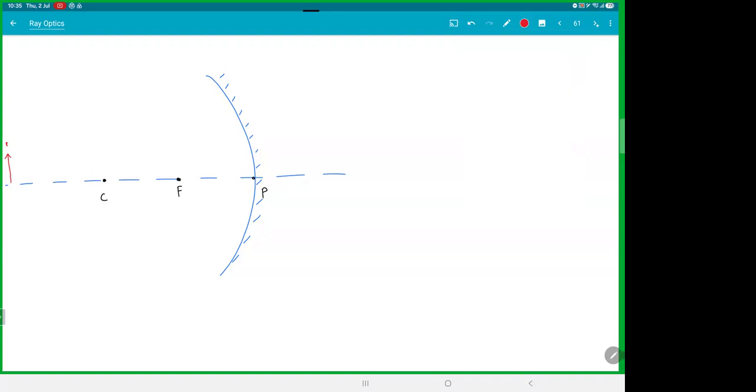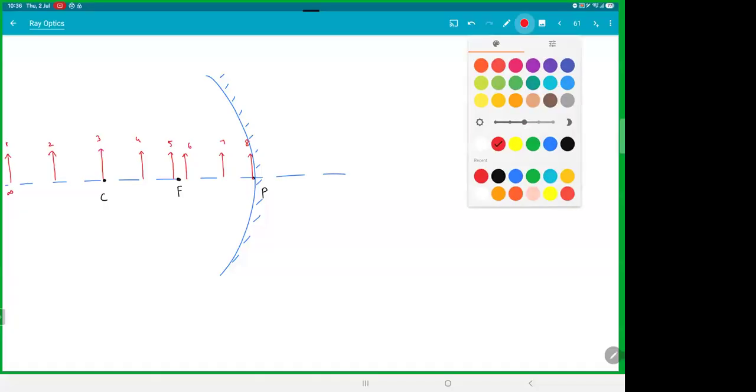So we have one arrow at infinity, one arrow between center and infinity, same height, one arrow at center, one arrow between center and focus, one arrow just before the focus, one arrow just after the focus, one arrow somewhere here, and one arrow exactly at pole. So we have 8 arrows like this, all same height. Now, if I ask you, find the image of these 8 arrows.